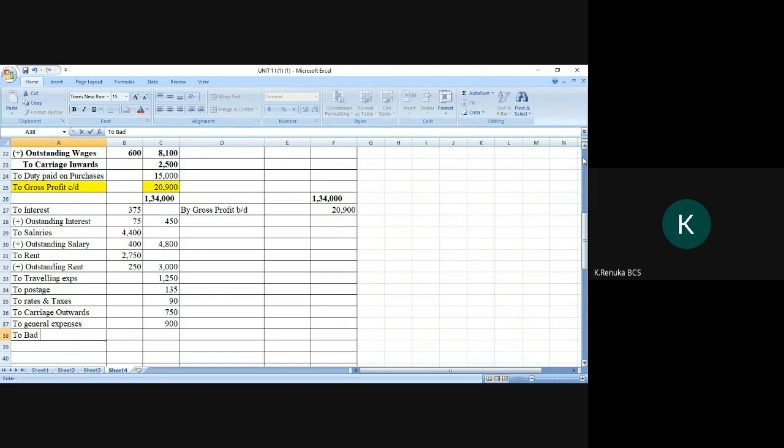Two bad debts. Value was 300. Post it in the inner column, and then you need to add new provision and less old provision, which has been given in the adjustment. So add new provision.